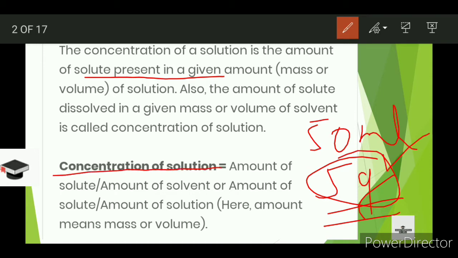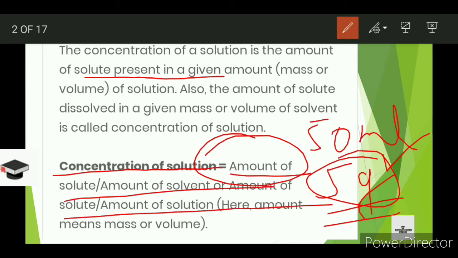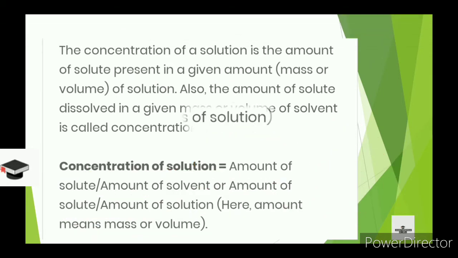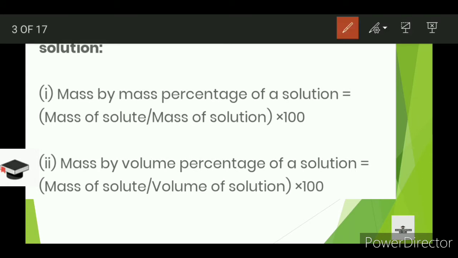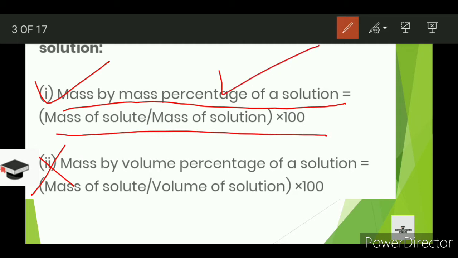Now what is concentration of solution in mathematical form? Amount of solute upon amount of solvent. So this you have to learn, it is very important. The next is two methods of finding concentration of solution. According to the new CBSE syllabus, the second and third points are cut, only the first point is coming. So I will explain this in the next video. Till then you just learn mass by mass percentage is equal to mass of solute upon mass of solution multiplied by 100.